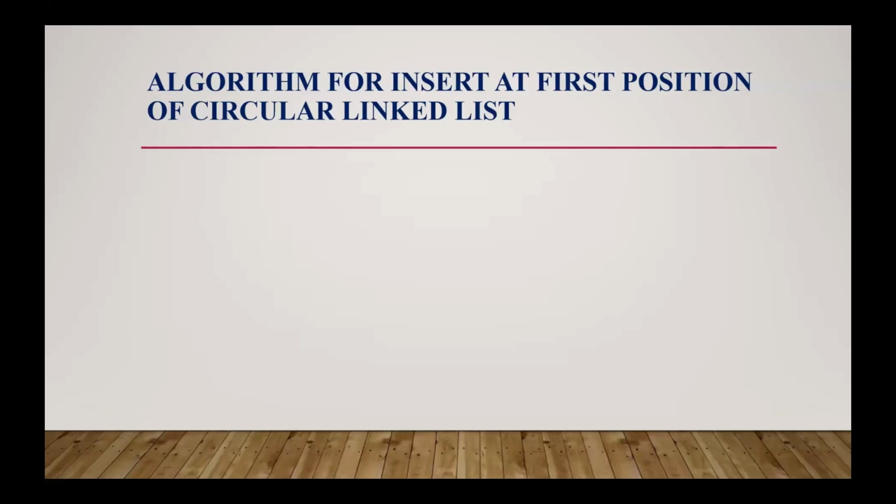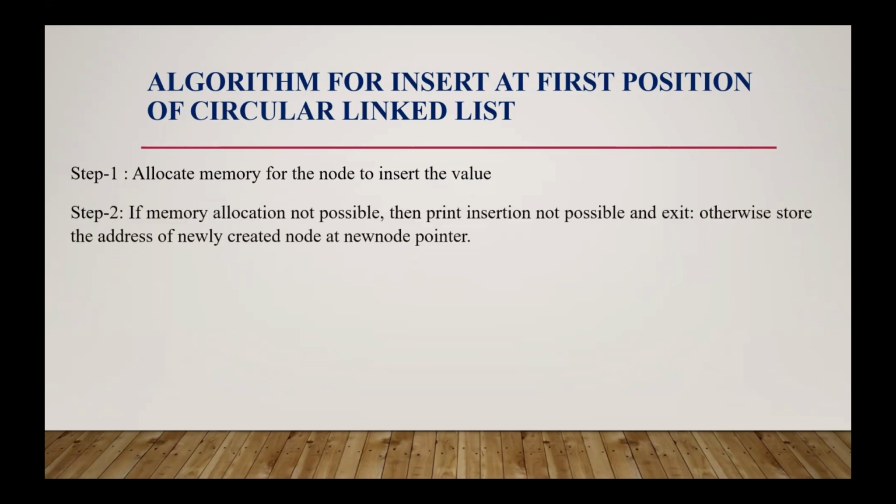Let us understand the algorithm for inserting at the first position of a circular linked list. First we have to allocate memory for the new value we want to insert into our circular linked list. Then we have to check whether memory allocation is done or not, meaning whether memory is available or not. If the memory is not available, then we have to print an error message, insertion not possible, and exit.